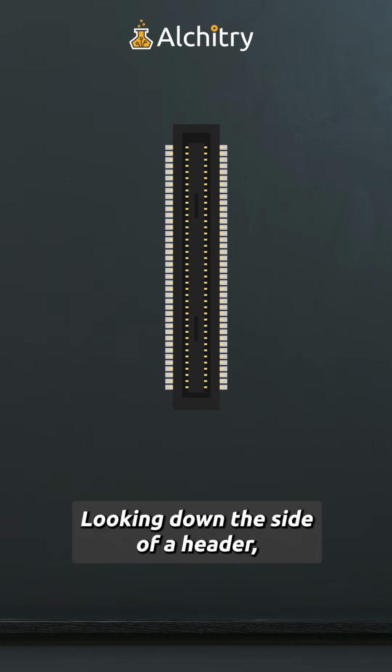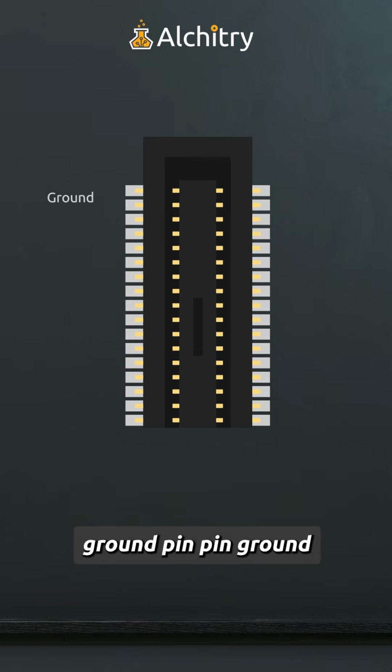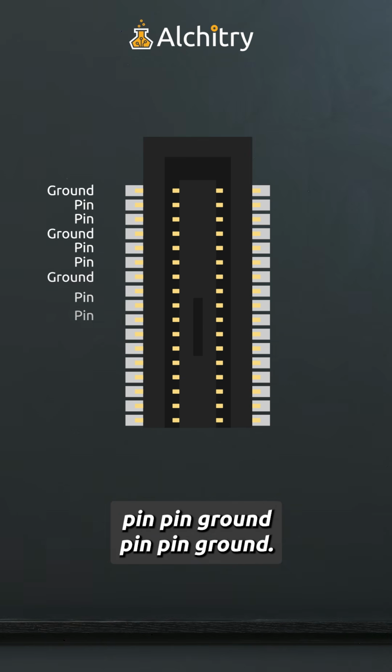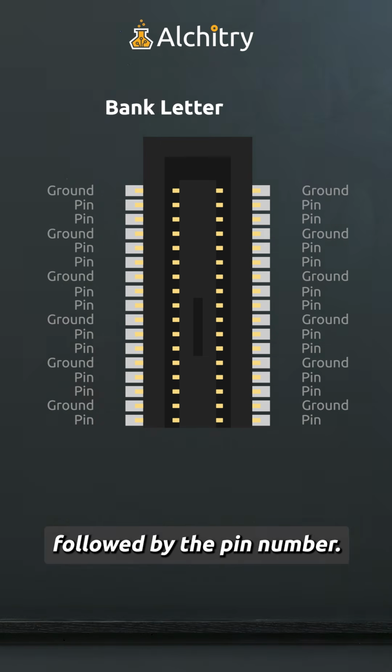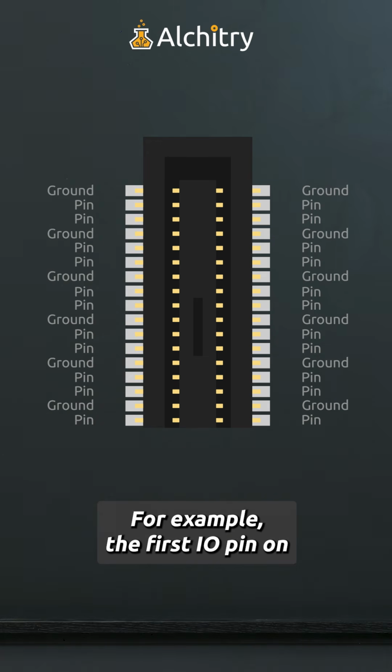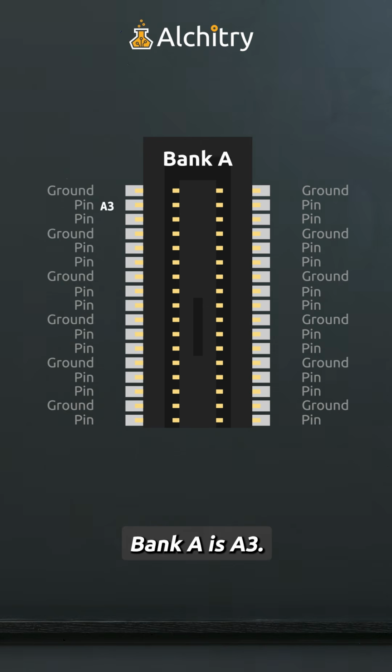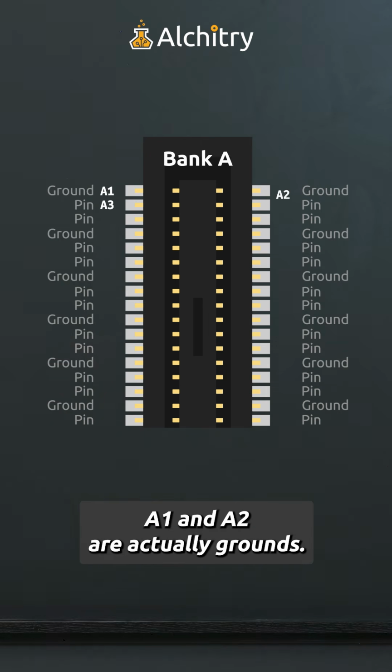Looking down the side of a header, the pinout takes the format of ground, pin, pin, ground, pin, pin, ground, pin, pin, ground. This is done for signal integrity. The name of each pin is the bank letter followed by the pin number. For example, the first I/O pin on bank A is A3. What would have been pins A1 and A2 are actually grounds.